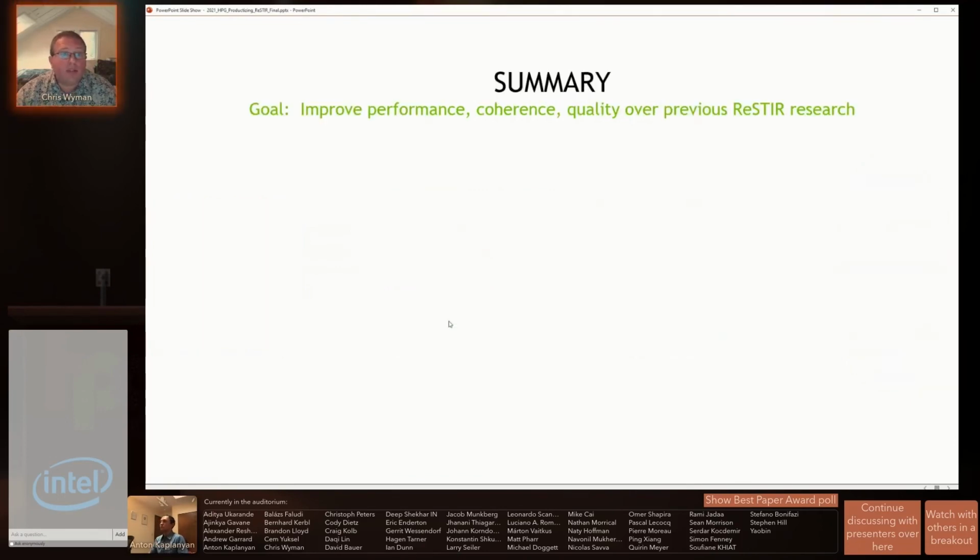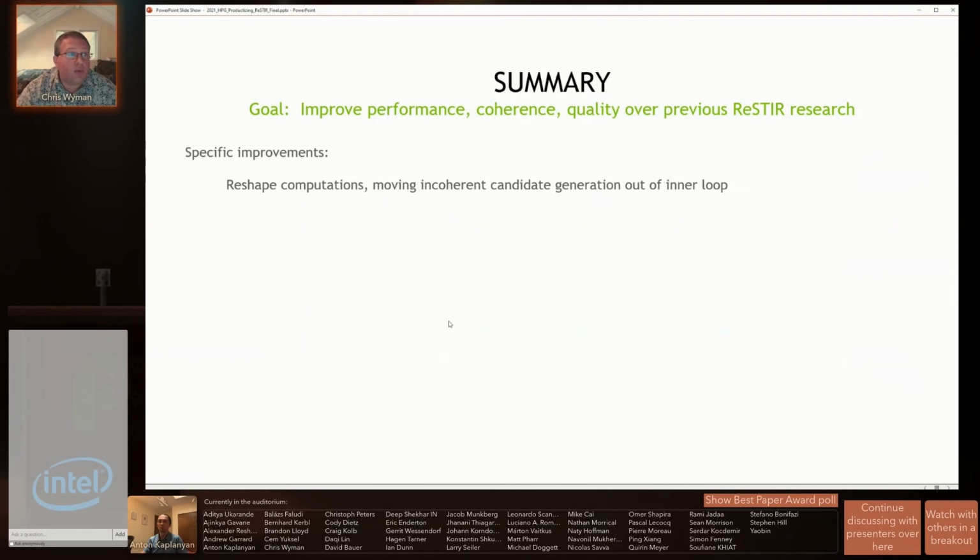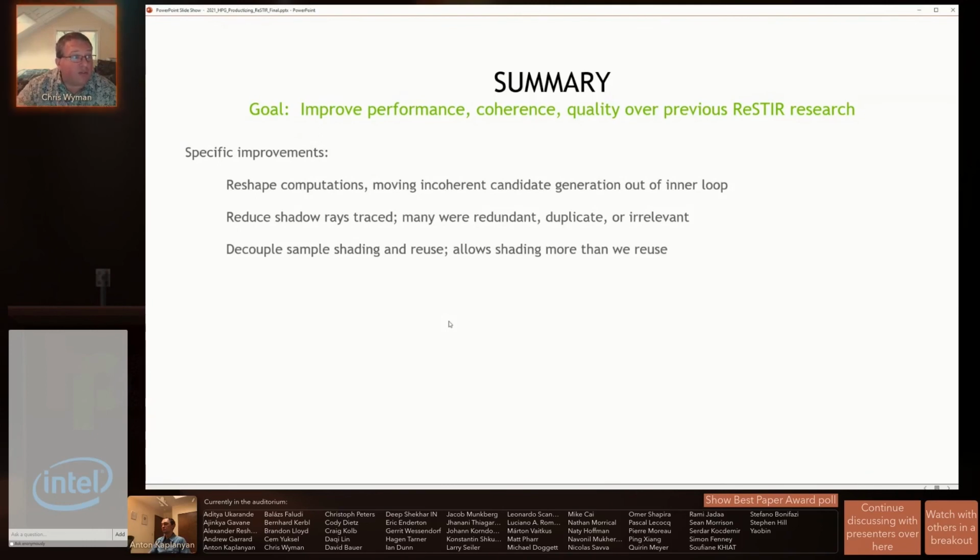So in summary, in this paper, our aim was to improve the performance of ReSTIR, the memory coherence and quality over the prior work. We did this with a couple specific improvements, including reshaping the computation, moving the incoherent candidate generation out of the inner loop. We also reduced the number of shadow rays traced from 5 to 2. Many of them were redundant, duplicated, or irrelevant, and you can actually tune this down further beyond 2 if you want cheaper costs.